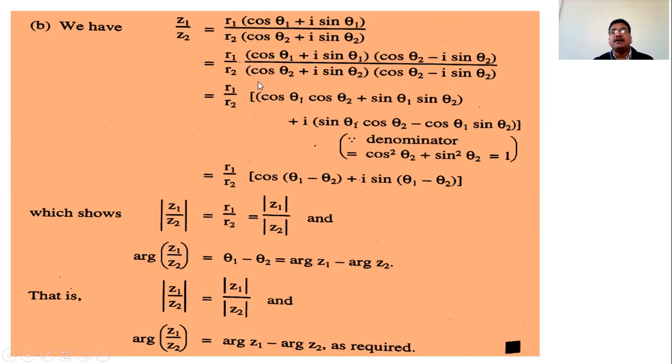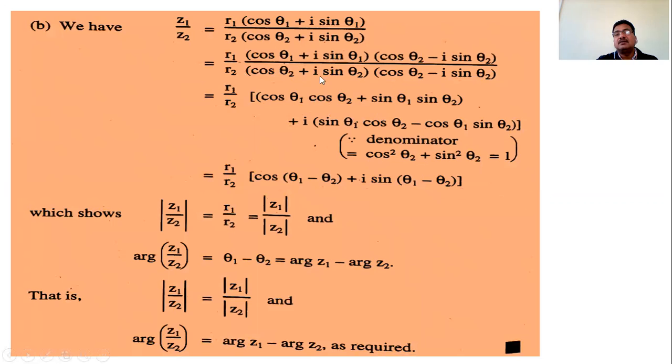And the denominator is what? This is A, this is B, suppose. So A plus B into A minus B is A square minus B square. That is cos square theta 2 minus I square sin square theta 2. What is I square? Minus 1. So minus minus is plus 1. That is, the denominator is what? Cos square theta 2 plus sin square theta 2, and it is equal to 1. So we have this side.